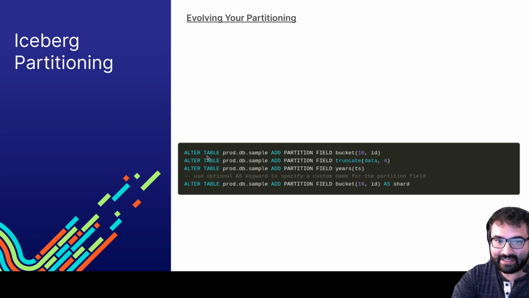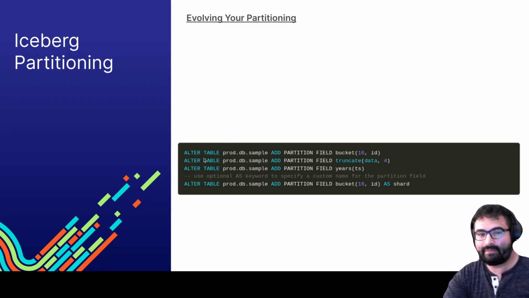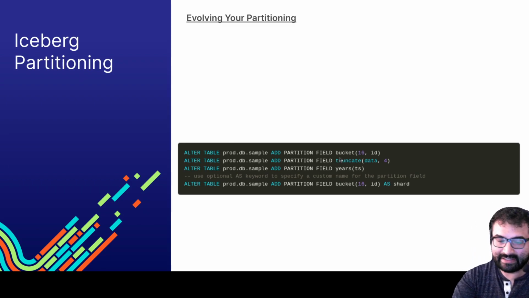Okay, so to show you some examples, again, you can change your partitioning. Once the table already exists, you can evolve your partitioning by just doing an alter table statement. So here I'm saying, hey, we're going to partition this table going forward based on 16 buckets of the ID field. We're going to partition this table going forward based on the truncated value of the data field, using only the first 4 characters of that field. And going forward, we're going to partition the table based on years. And again, the idea is that you're not creating an additional column. So in your Parquet files, there is not an additional column where you're physically having to hold that data. All of this is tracked in the metadata files.